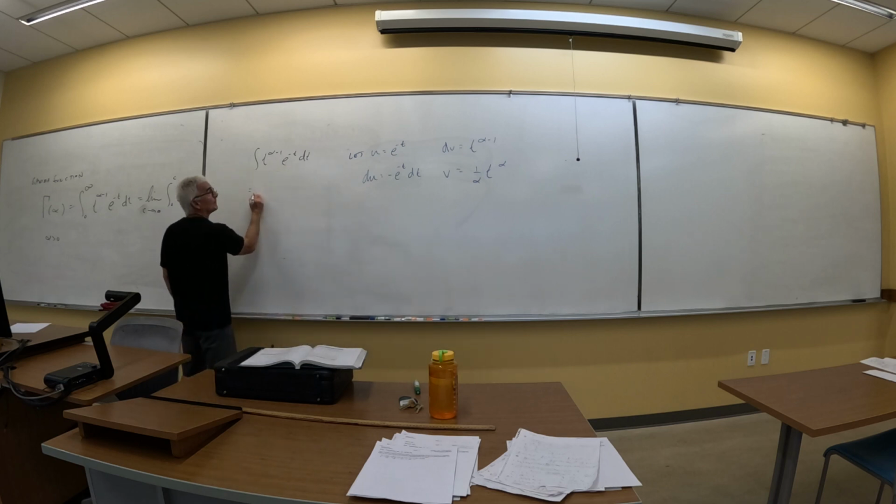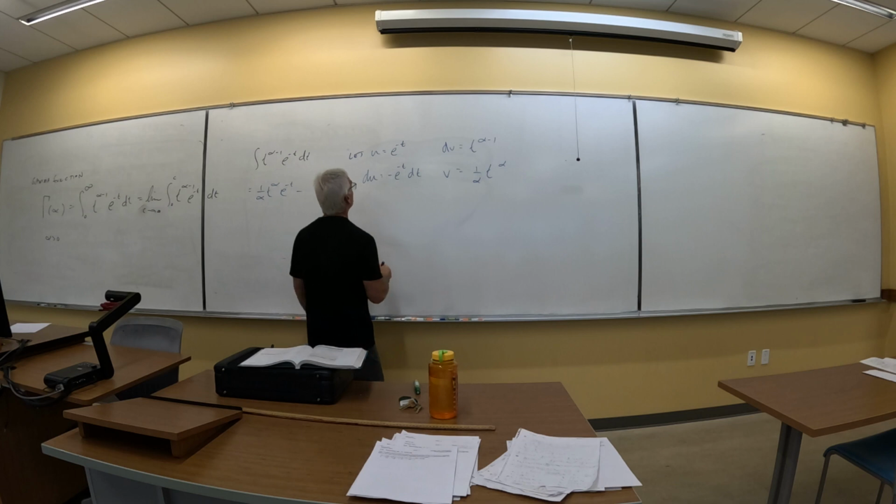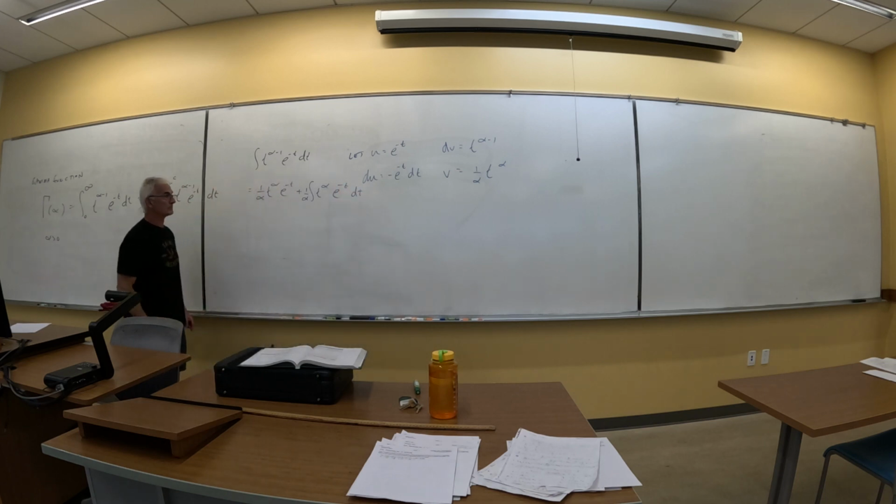So uv minus the integral of v du, but there was already a minus sign, so it'll be plus, and that would be, I'll put the 1 over alpha in front, t to the alpha, e to the negative t, dt. Okay?